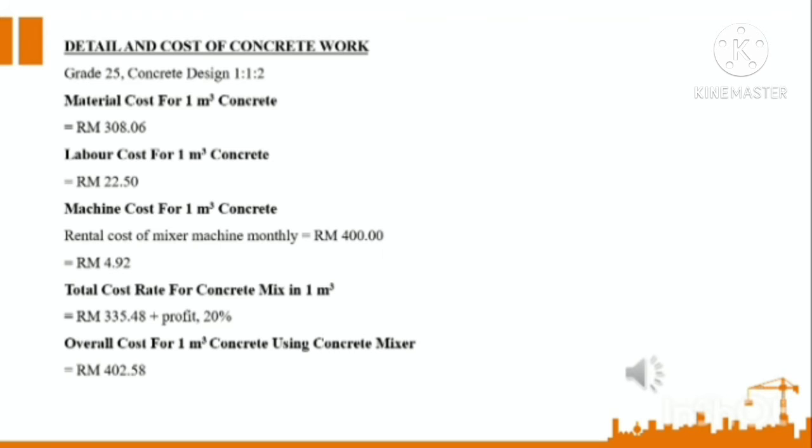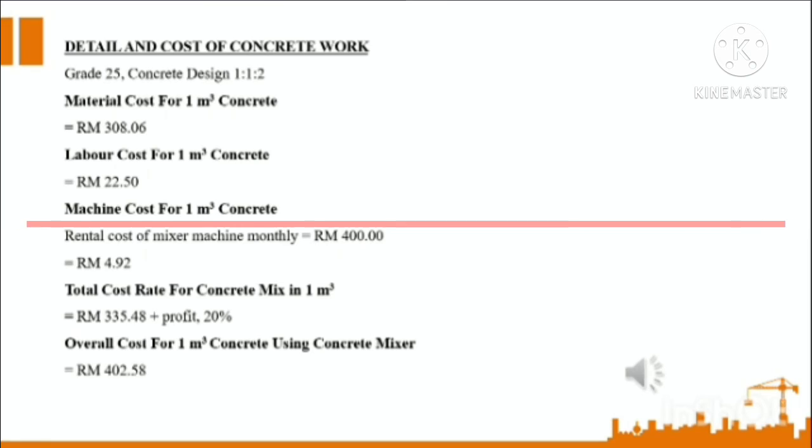For the labor cost is 22 ringgit and 50 cent. For the machine cost, we find out the rental cost of mixer machine monthly is 400 ringgit. So rental cost daily is 4 ringgit and 92 cent. So we sum up all the costs and the total cost rate for concrete mix is 335 ringgit and 48 cent plus 20% of profit. So the overall cost for 1 meter cubic concrete using concrete mixer is 402 ringgit and 58 cent.